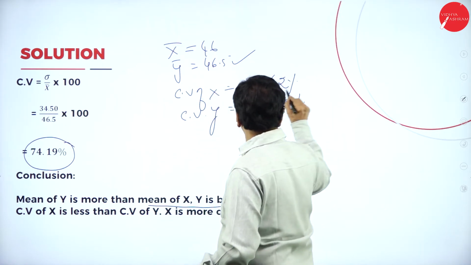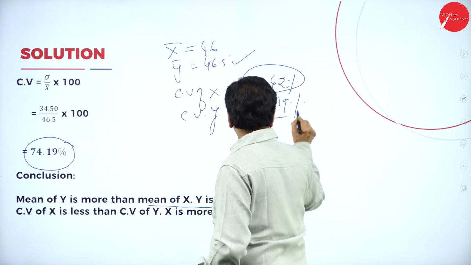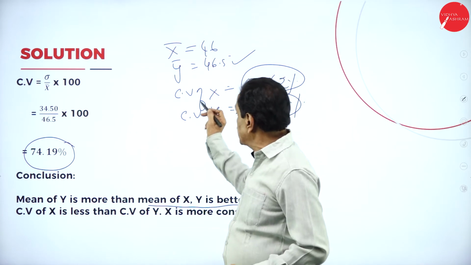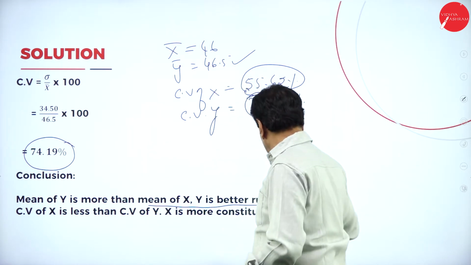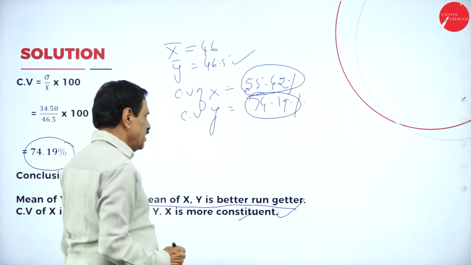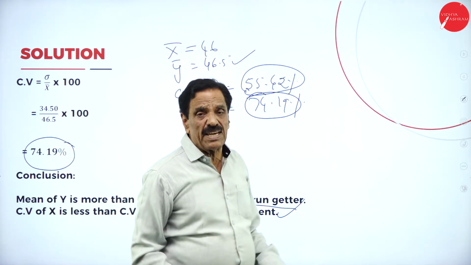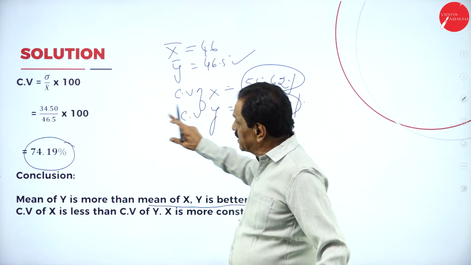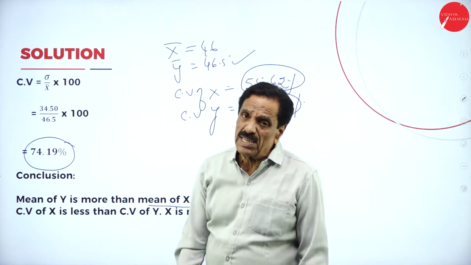How much percentage does he vary? X varies 55, this gentleman varies 74. Who varies less? X varies less. He is more consistent, we say. Who is consistent? So, x is more consistent when compared to y.